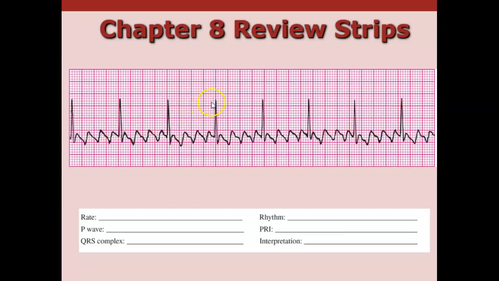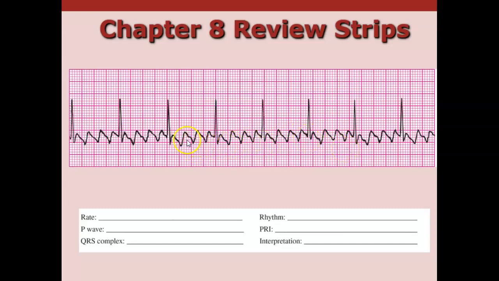The rhythm. 1, 2, 3, 4 boxes. Make your marks. You can certainly go through there and make your marks on your strips and find out that it is regular. Now, what about P waves? I don't see a P wave. I don't see a discernible or a distinguishable P wave.